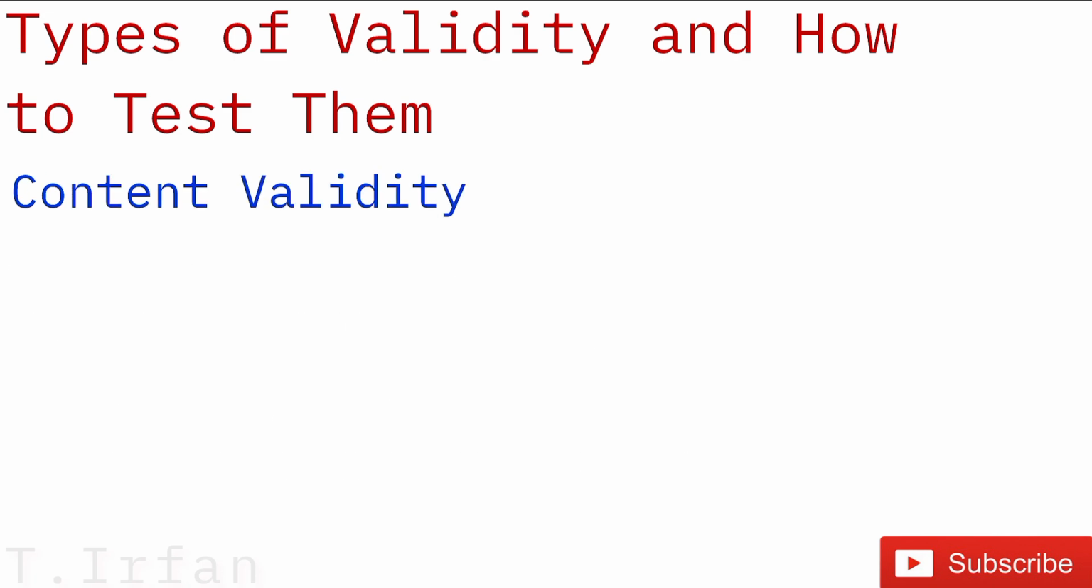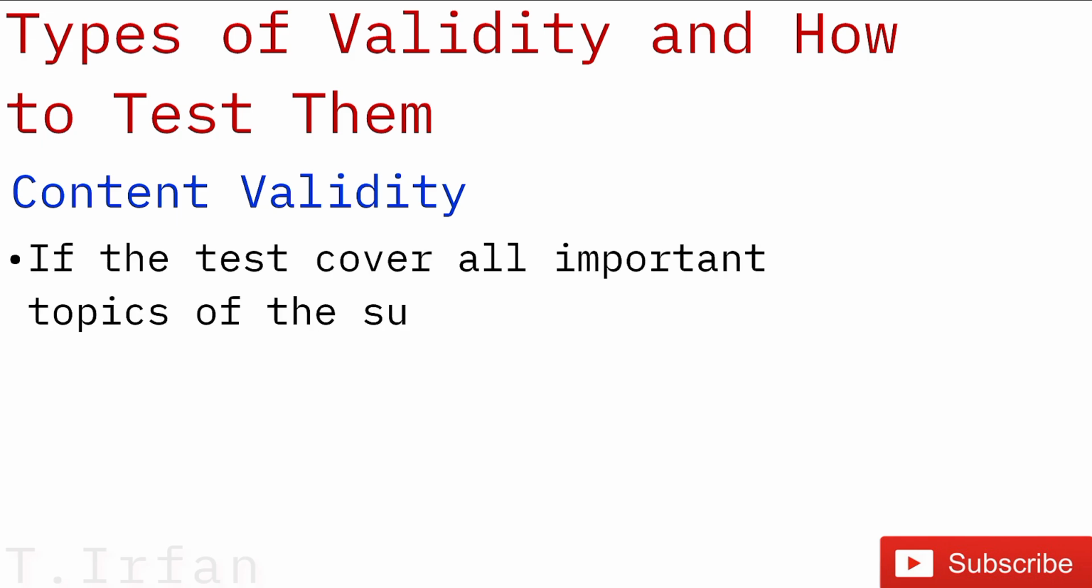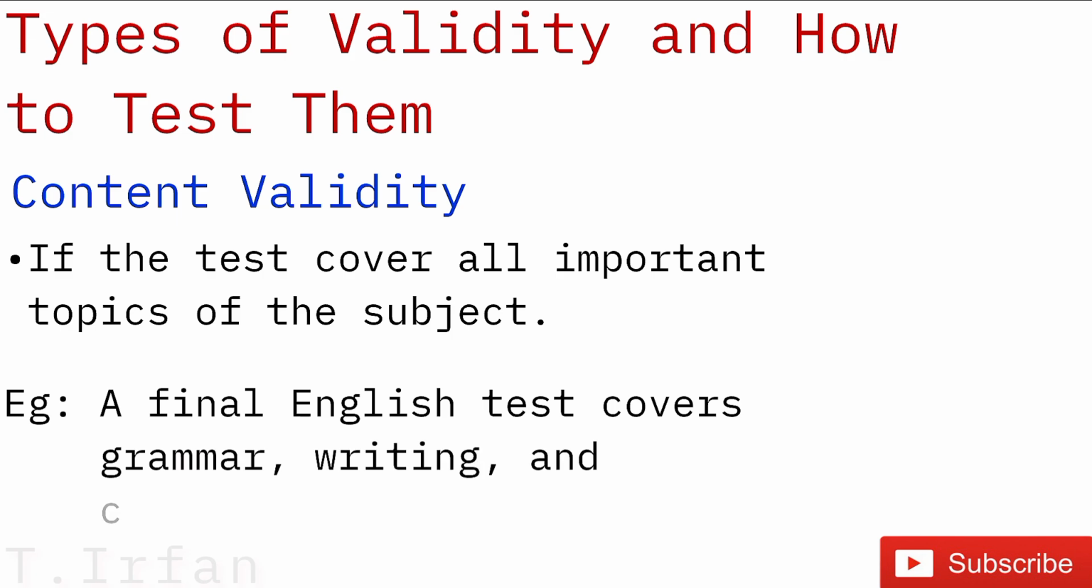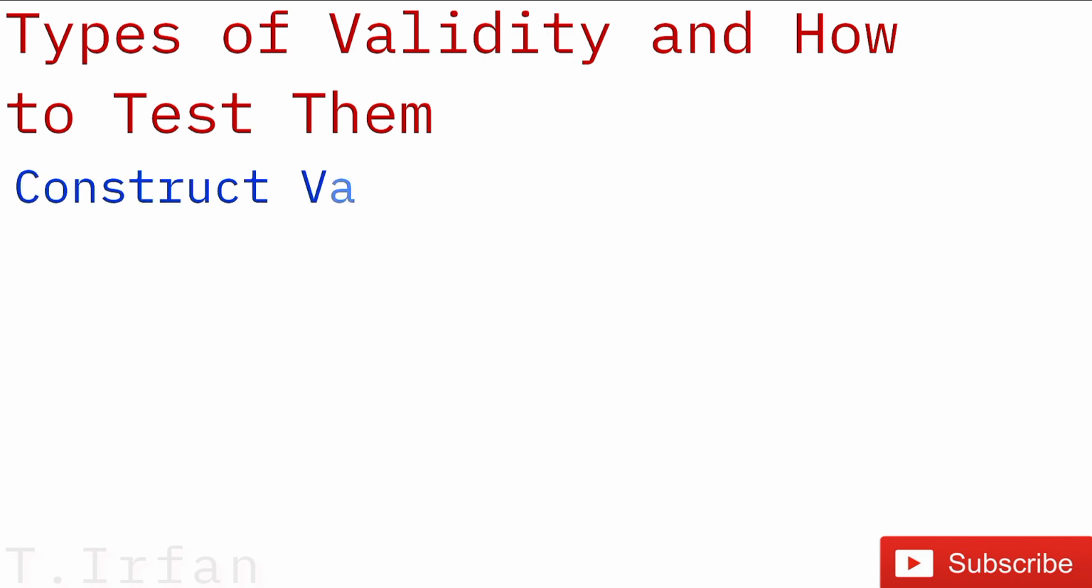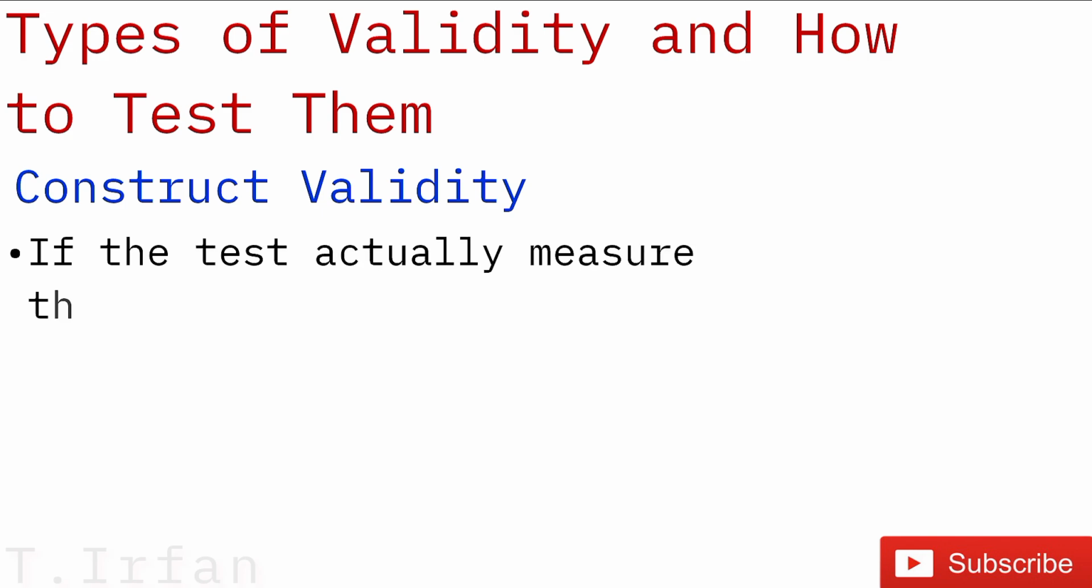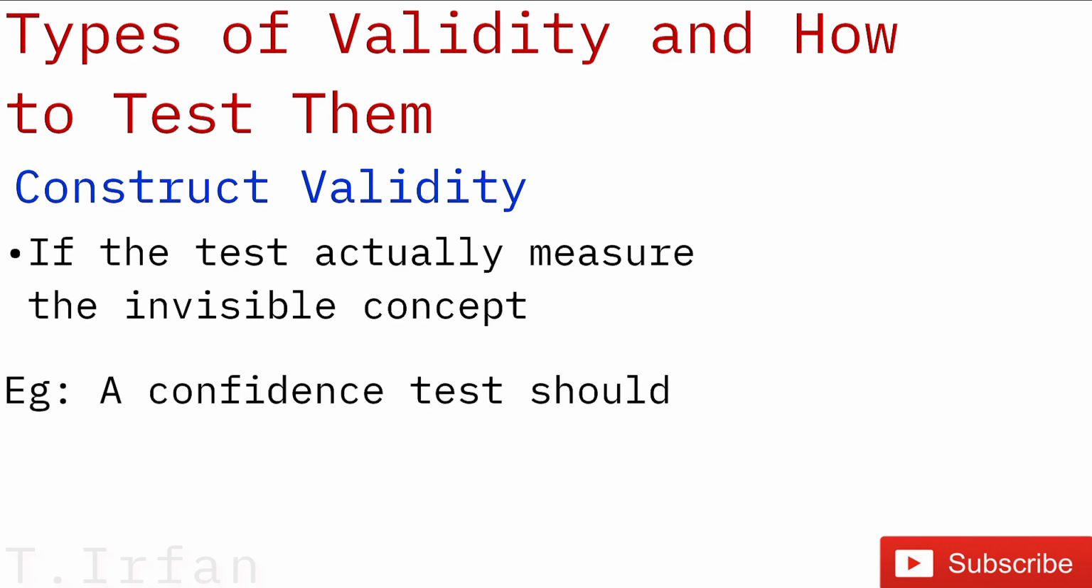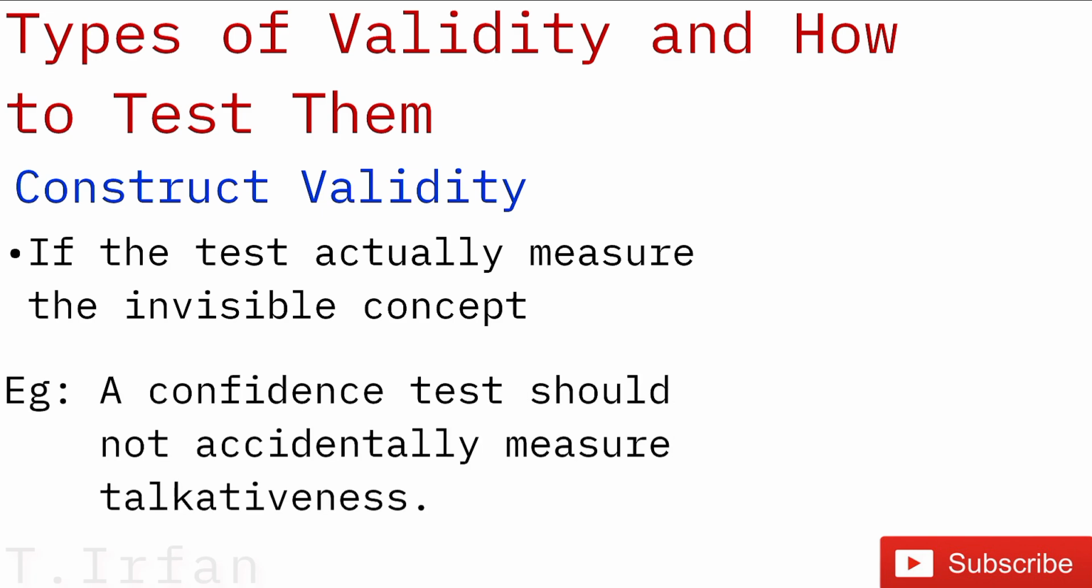Content validity. If the test covers all important topics of the subject, then the test has content validity, or the test is valid. For example, a final English test covers grammar, writing and comprehension, not just one part, for having content validity. Construct validity. If the test actually measures the invisible concept, then the test has construct validity, or the test is valid. For example, a confidence test should not accidentally measure talkativeness for having construct validity.